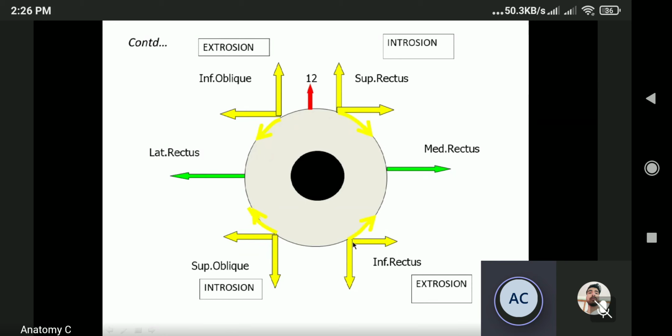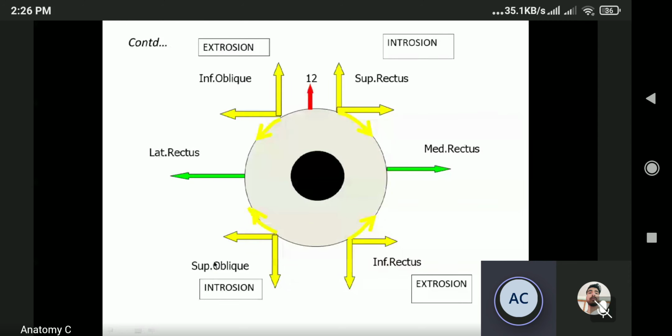Now, talking about the inferior rectus, what is it doing? Look at the arrow, it is depression. So it is doing the depression and adduction. Another is extorsion. It is doing the extorsion. Intorsion and extorsion: this is intorsion, this is extorsion.